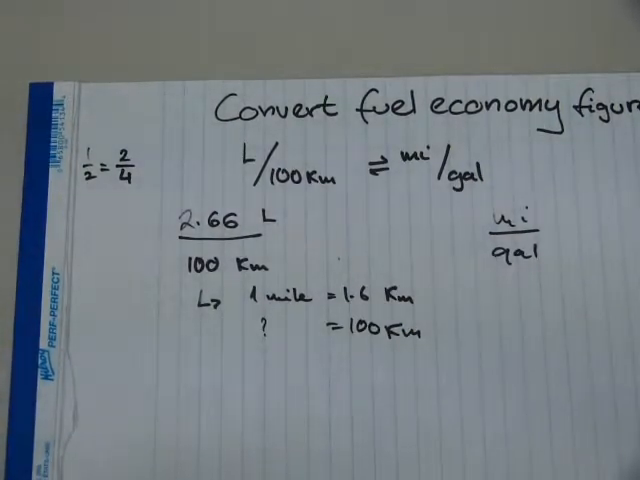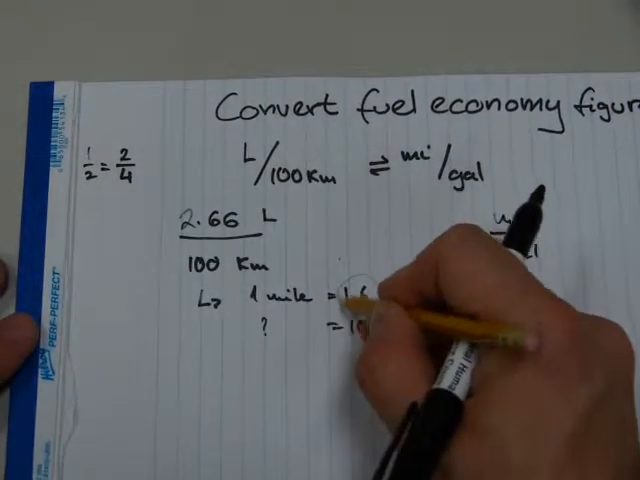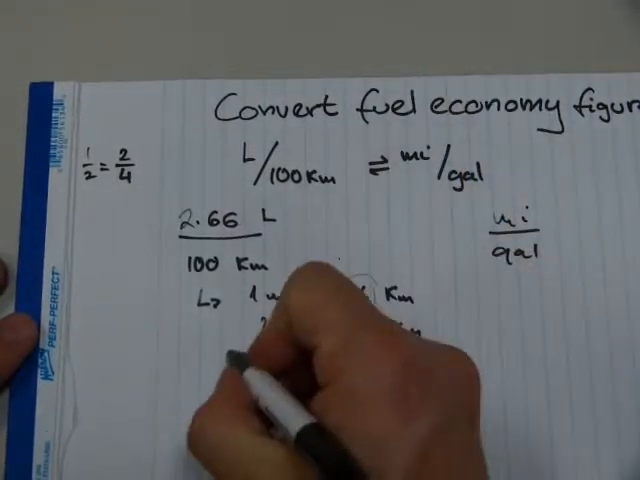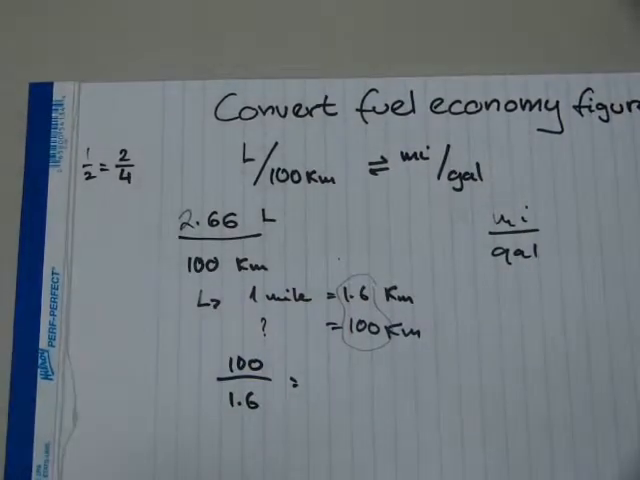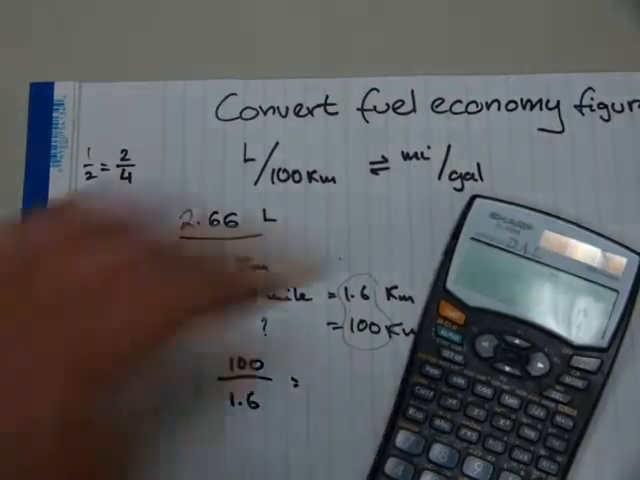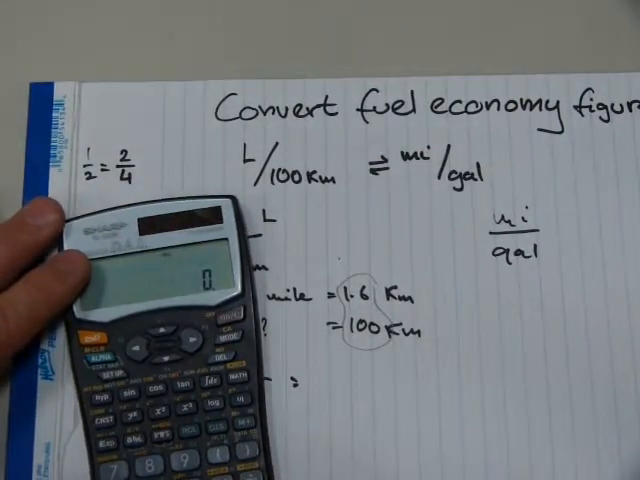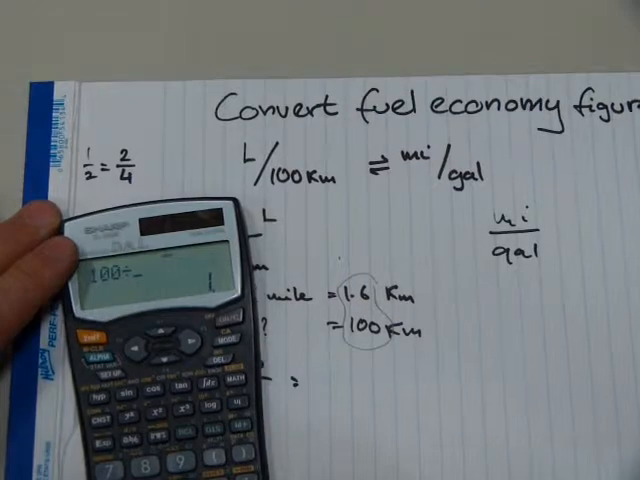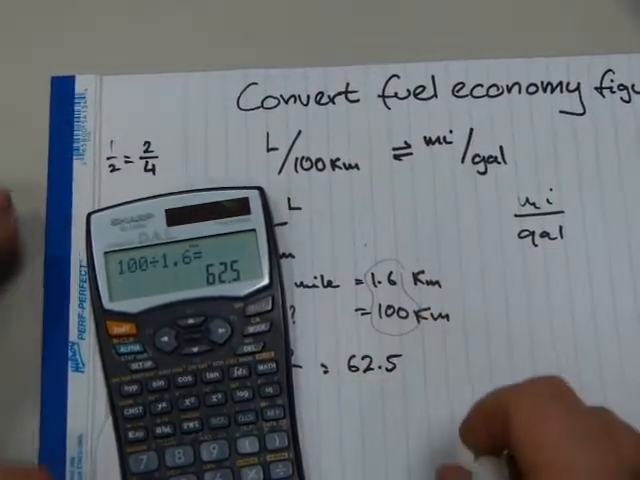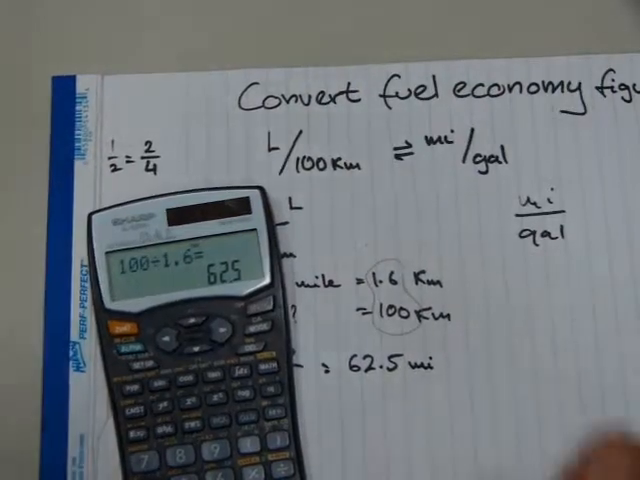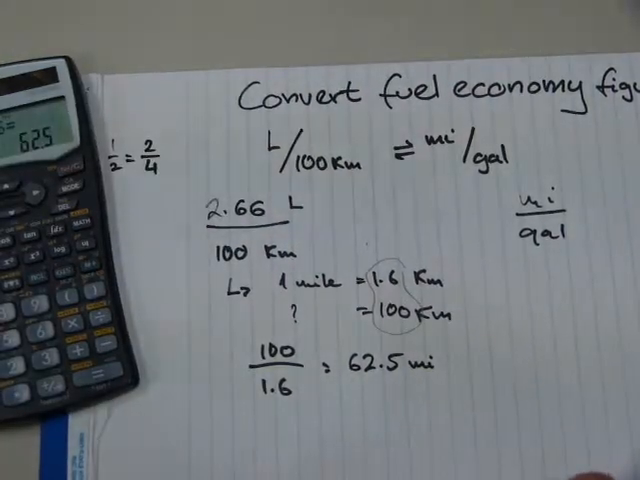To solve this ratio and proportion, you've got these two amounts here. We have to divide the 100 by the 1.6, and when we do so, what do we get? 100 divided by 1.6 is 62.5. We're going to get 62.5 miles. So that's the denominator.